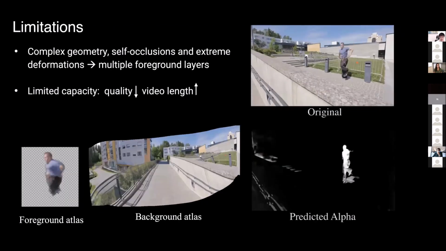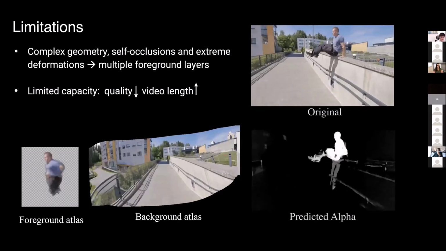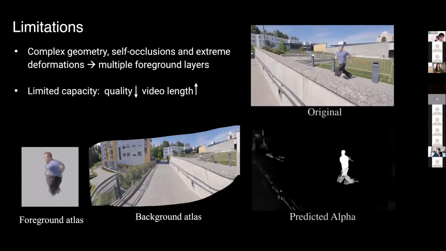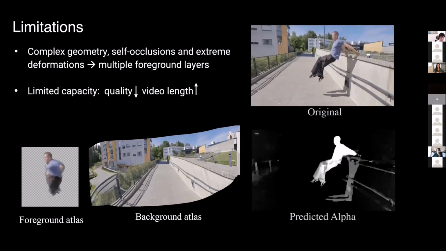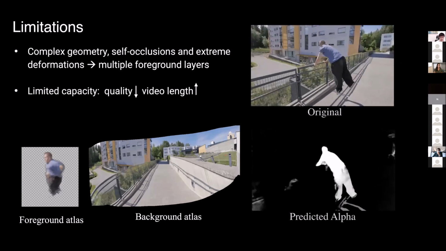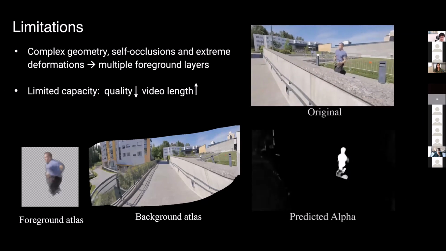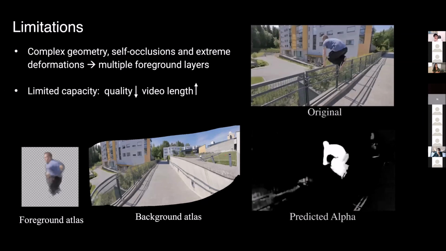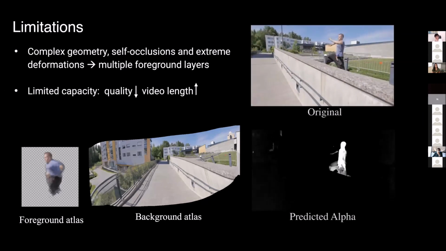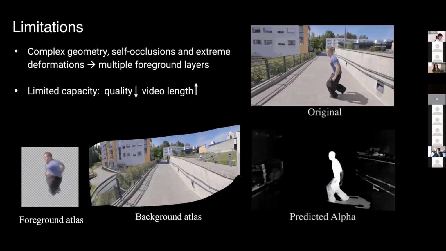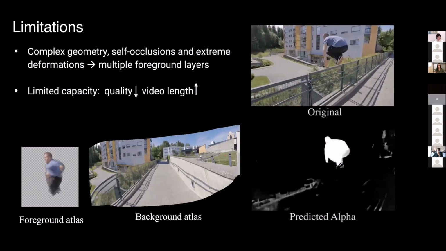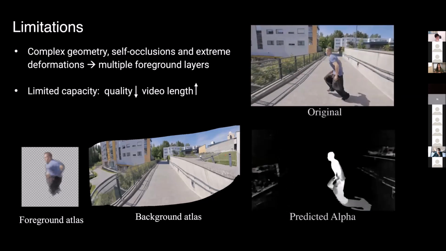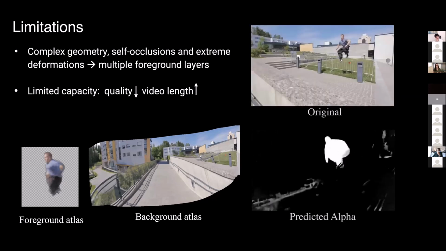So regarding limitations of this approach, because we have these rigidity constraints that we apply to the video, it will be challenging to represent very complex geometry, self-occlusion and extreme deformation with a single foreground layer. Like in this example, this is a super challenging example, and you can see that our foreground atlas doesn't reliably represent the full body parts. And in this case, we need to break the foreground layer into multiple foreground layers to reliably represent this.